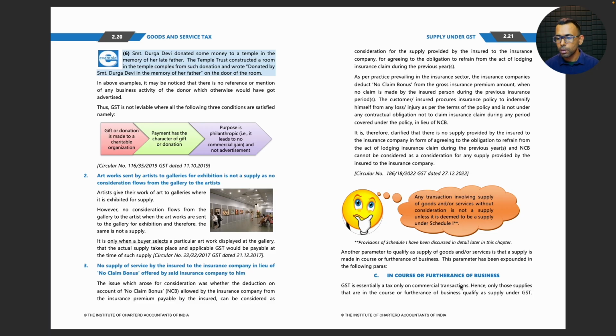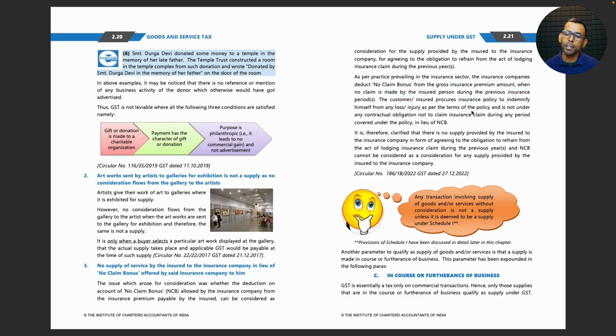So this is about the next definition. Next part of the definition: any transaction involving supply of goods or services without consideration is not a supply unless it is deemed to be a supply under Schedule 1. Okay, so I'm still wondering about these two paragraphs, particularly the middle paragraph.